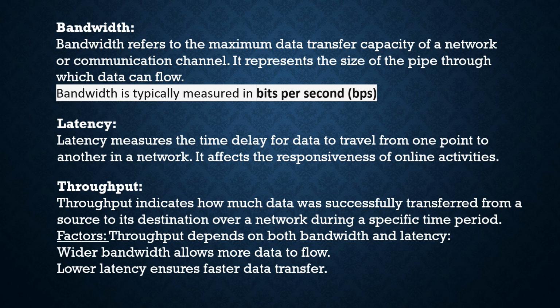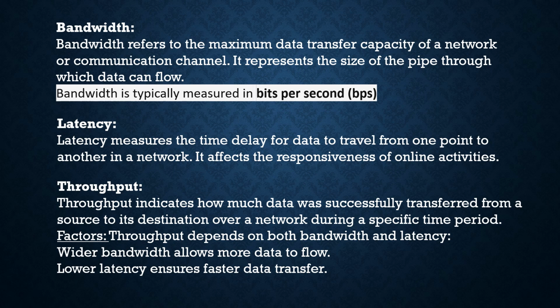Now here we will learn about bandwidth, latency, and throughput. Bandwidth is the maximum data transfer capacity of a network, whereas latency measures the time delay. We can say it is the time taken by the data to reach from source to destination. That can be latency or a time delay.